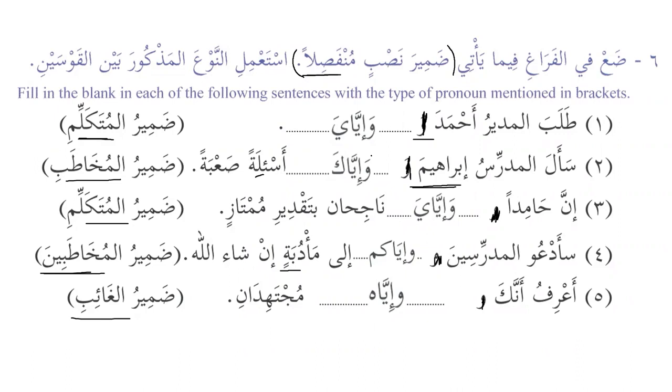In the beginning of the lesson, we discussed 5 possibilities for the detached pronouns, which are in the status of nasab. Mostly after إيا, after إلا, after حرف عطف.